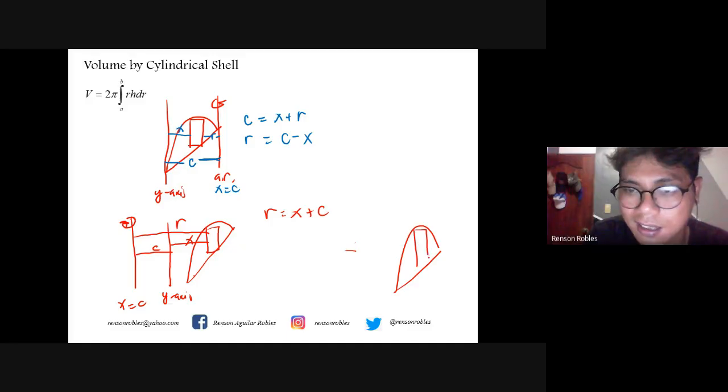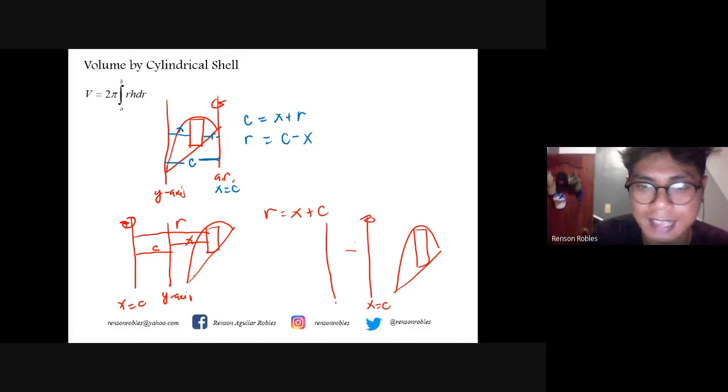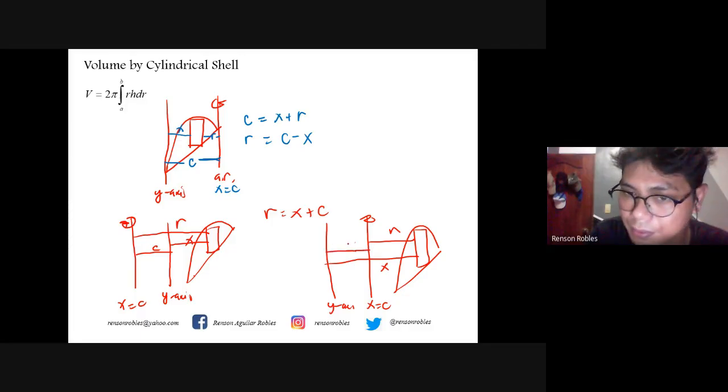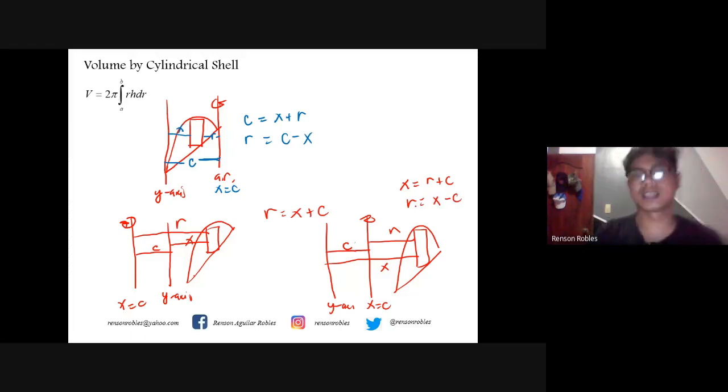Element, axis of revolution, the line x equals c, then the y-axis. So from here, this is your r, this is your x, and how long is this? C po ulit. So we have x equals r plus c. So what is r? That is x minus c. Okay? You remember these expressions, kasi it's not always r equals x and r equals y.